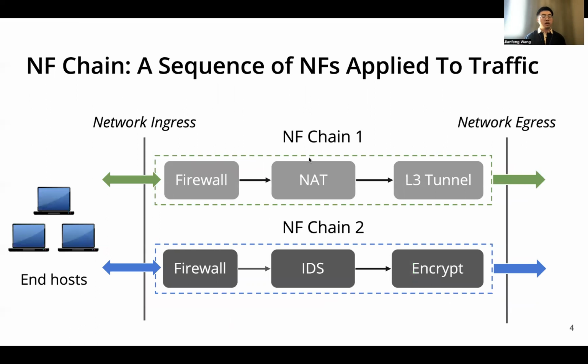In NFV, traffic is processed by chains of network functions, where each network function is implemented in software. This slide shows an example of two network function chains. For traffic being processed by the second chain, each packet must be processed by a firewall first, and then by an intrusion detection system, and finally by an encryption network function.